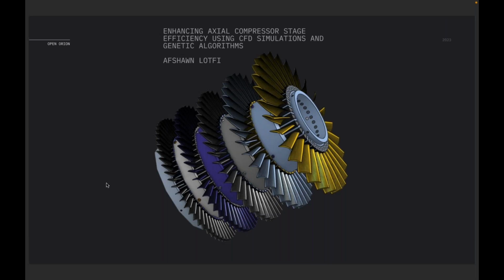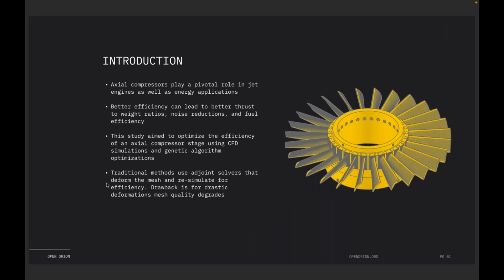So the specific task at hand that we're trying to optimize is axial compressors, among other things we're trying to do. And so axial compressors, just in general, they play a pivotal role in jet engines, a lot of energy applications, and just transport of all sorts. And because of that, efficiency is pivotal. And so in the case of jet engines, it can lead to better thrust to weight ratios, noise reductions, and a lot better fuel efficiency.